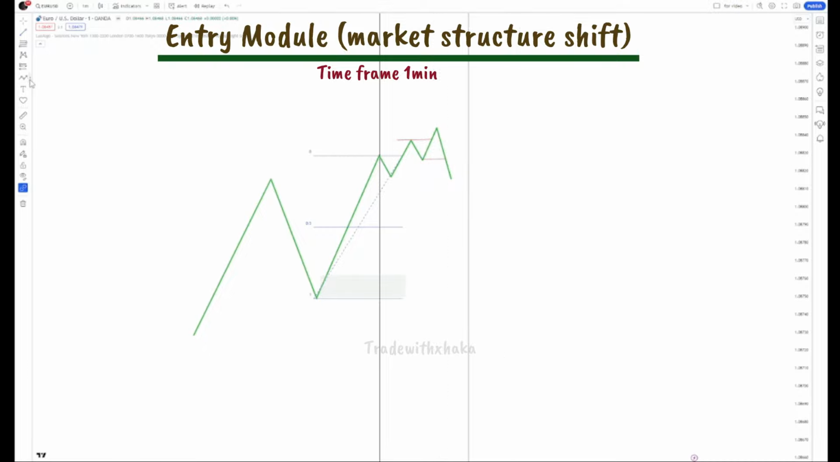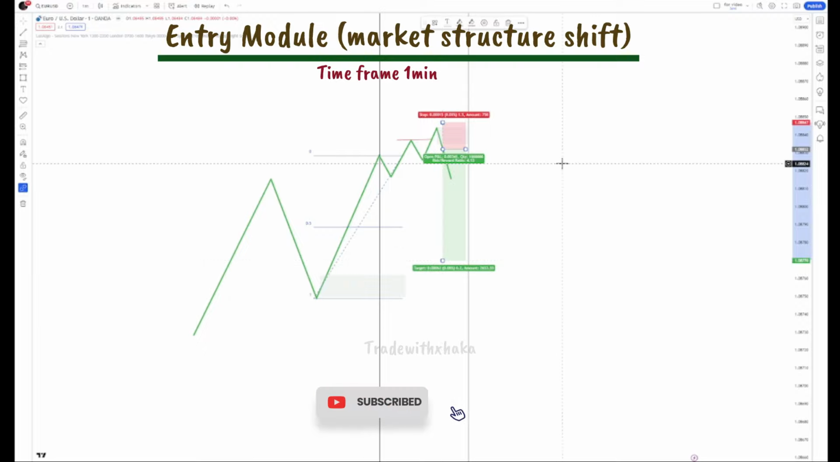If there's a fair value gap on this zone, that's where we place our pending order, as our sell stop or buy stop. Then our target should be 1:2, or the draw on liquidity that is in the 15 minute time frame fair value gap. That is our draw on liquidity.